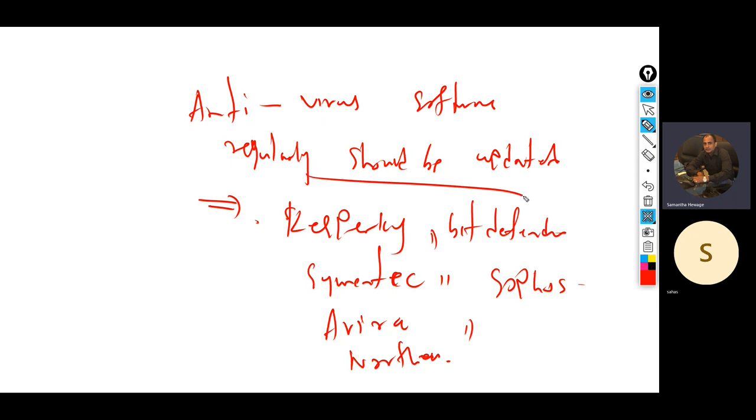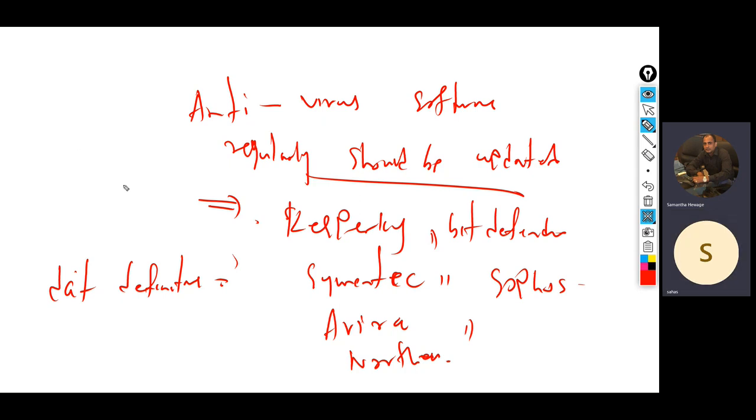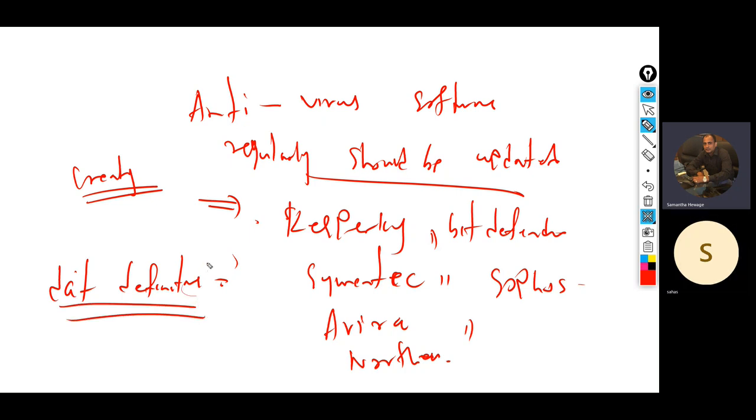So we install them and regularly update them, because of the definition file. Each and every day new viruses are released to the world. Antivirus engineers, the people working in antivirus software companies, want to catch up with the new viruses, so they create the definition with the latest virus scan. That's why the definition should be updated regularly.